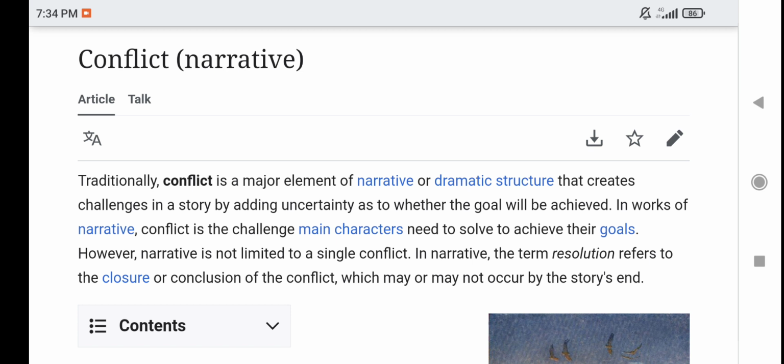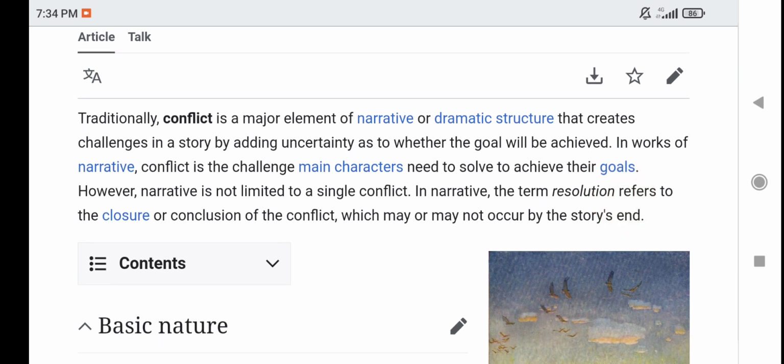However, narrative is not limited to a single conflict. In narrative, the term resolution refers to the closure or conclusion of the conflict, which may not occur by the story's end.